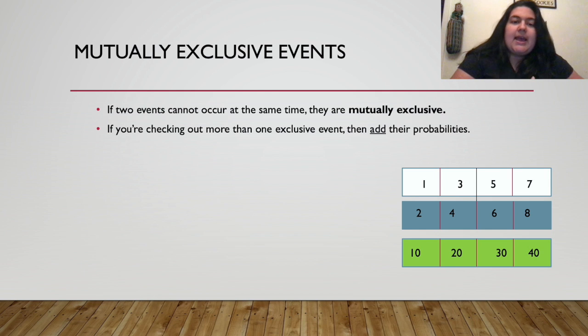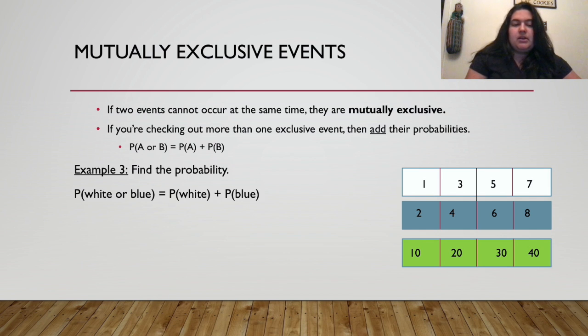So if we're looking at checking the probability of more than one exclusive event, then we're going to add the probabilities. I'm going to show you what that looks like. Okay, so just generally speaking, it says the probability of A or B is equal to the probability of A plus the probability of B. So let's find the probability of getting white or blue. Okay, so we're going to split that up. We're going to find the probability of white, and then we're going to find the probability of blue.